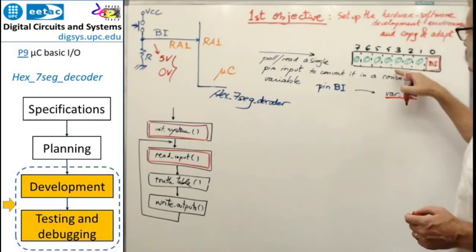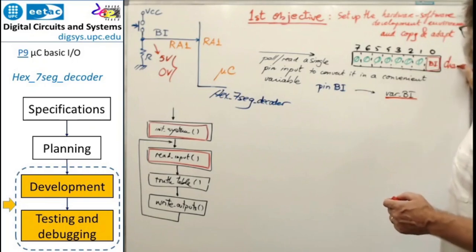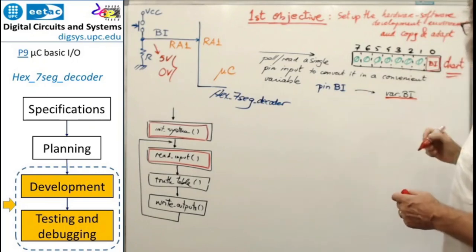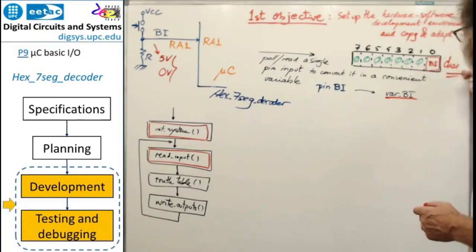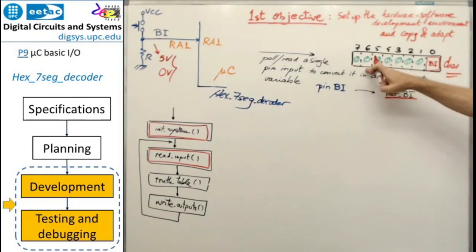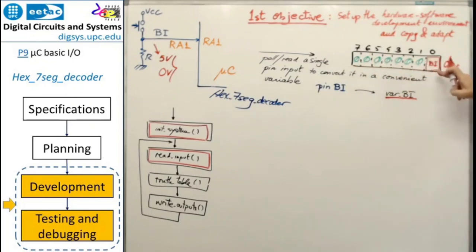And this means that you will devote a char type variable, you know. All the bits are going to be zeroed except bit 0, where the external pin is going to be saved. Okay, so that is the idea.